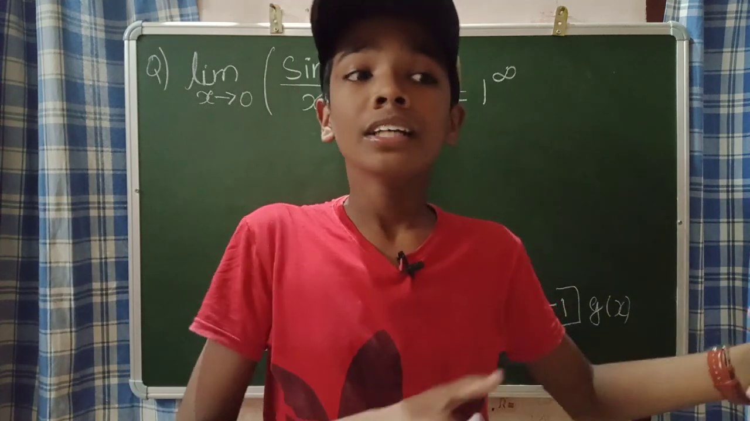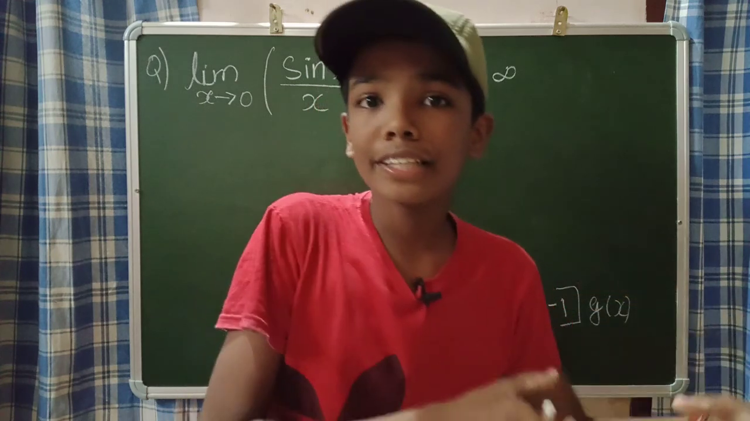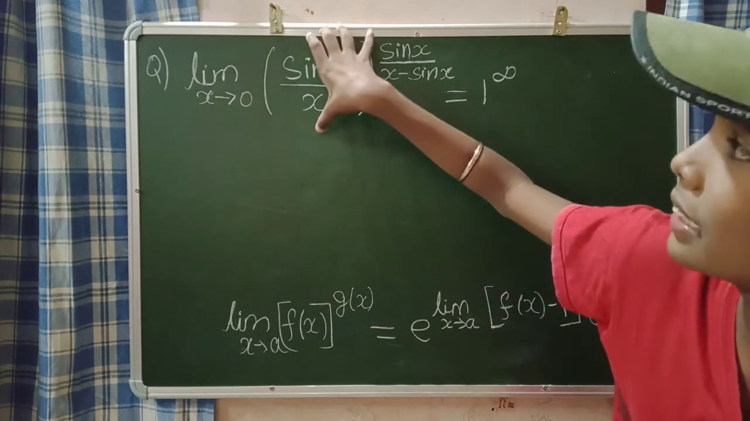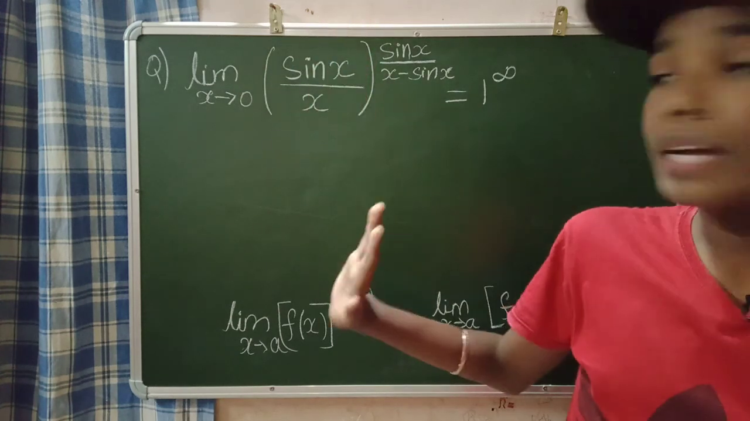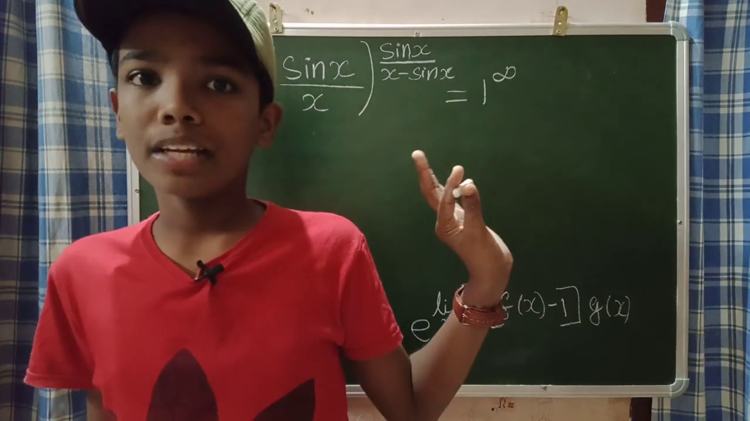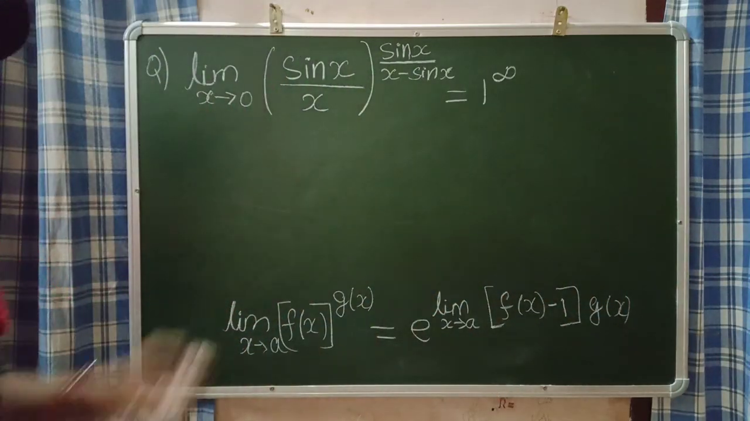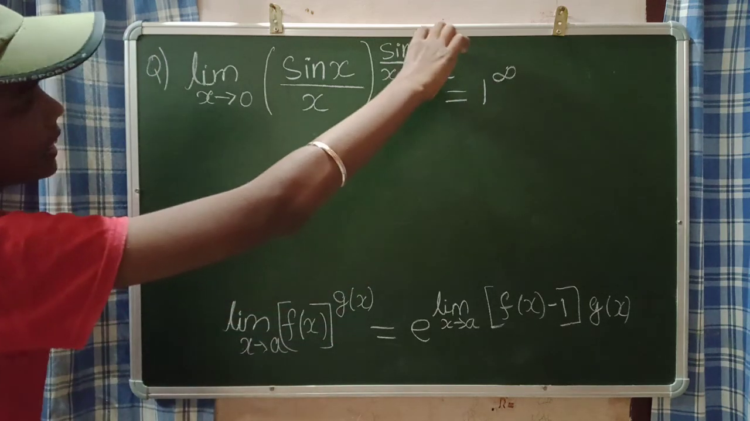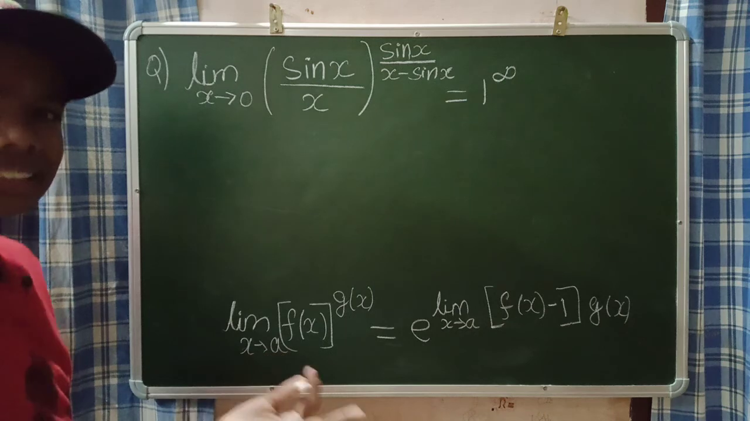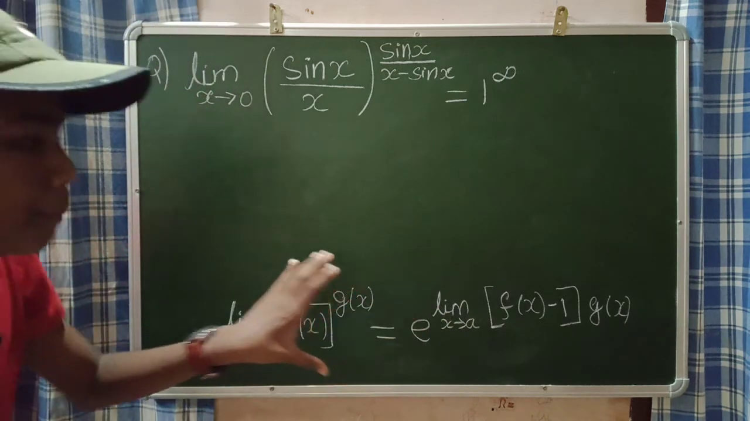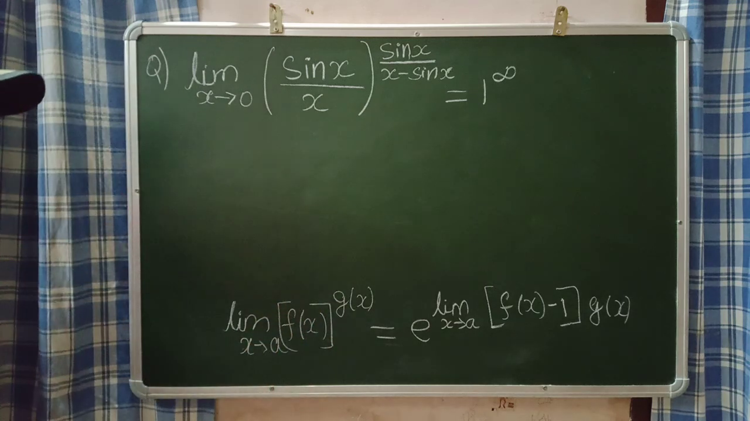In JEE Mains mock test sessions, I solved some limit questions mostly based on this standard limit only. That's why I'm saying don't just leave out this standard limit. So limit of x tends to 0 of sin x divided by x will always be 1. That is how your base is 1. So when you put x as 0 on the power, you will get infinity. That's kind of obvious.